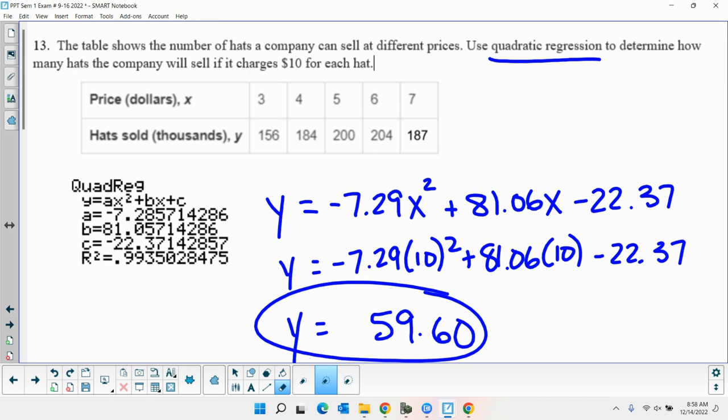So the best price to sell them for would be what? $6? That's the most they sell then, right? At $10 they wouldn't sell very much. Okay, so again, calculator work and then plug and chug, right?